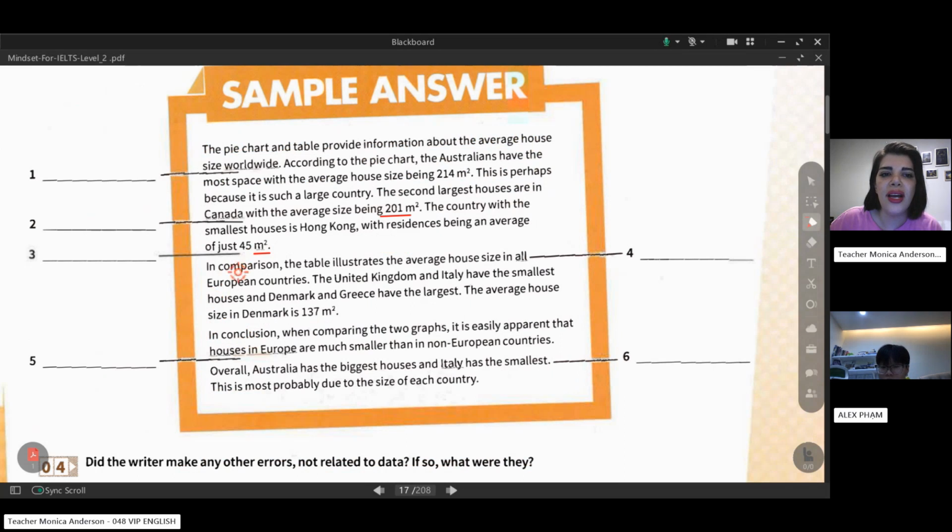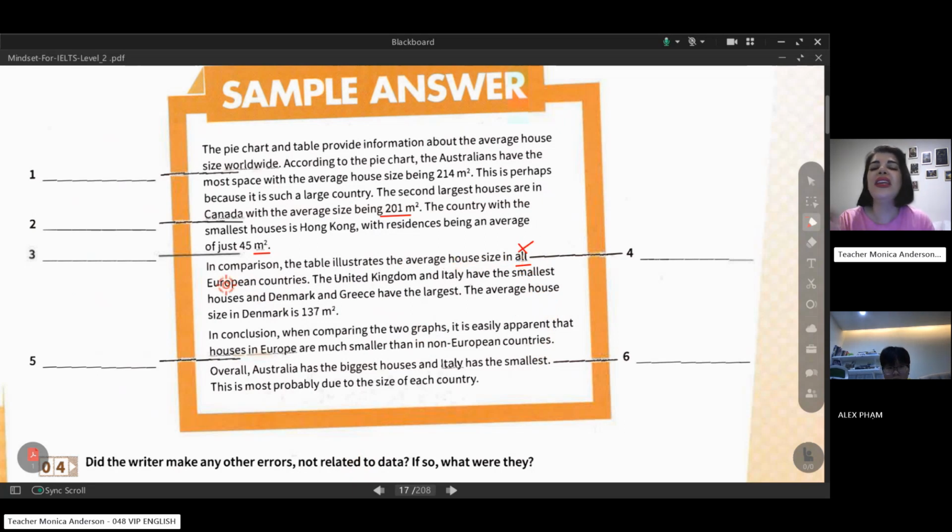And the next one, in comparison, the table illustrates the average house size in all European countries. In all, no.